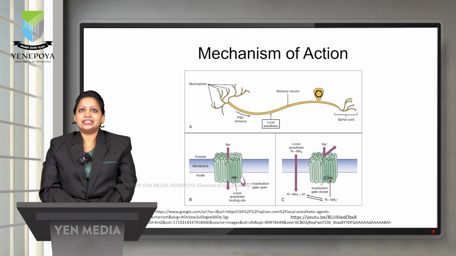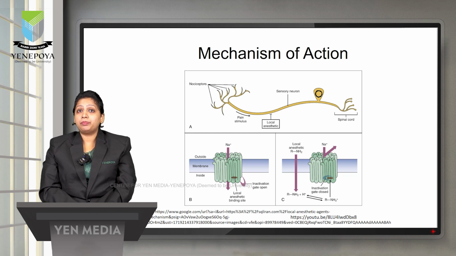Coming to the mechanism of action, local anesthetics work by blocking the sodium channels in nerve cells, preventing the initiation and propagation of action potential. The blockade inhibits the transmission of pain signals from the affected area to the brain, which causes the affected area to feel numb. The numbing effect can take place within minutes and last for a few hours.